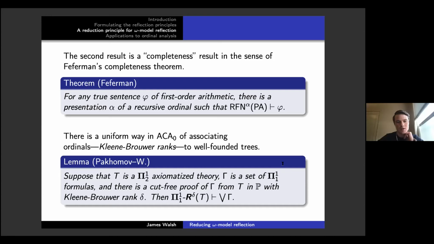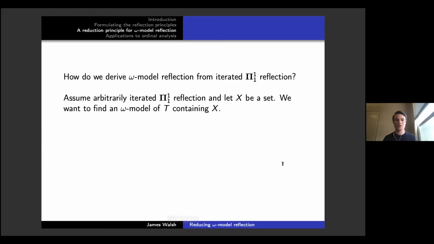So now the question is, how do we derive omega model reflection from iterated pi11 reflection? The thought here is we're going to assume that we can iterate pi11 reflection arbitrarily. That means for every x, if x is a well order, then x iterated pi11 reflection is pi11 sound. And we're going to let x be a set. So we want to find an omega model of T that contains x. And the thought is that we're going to break up into cases.